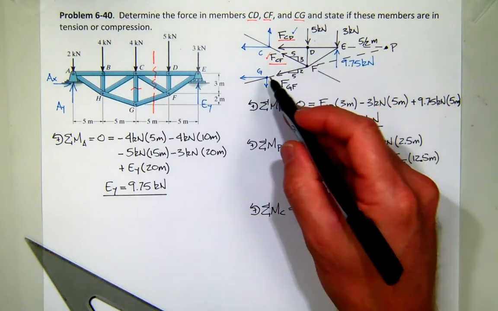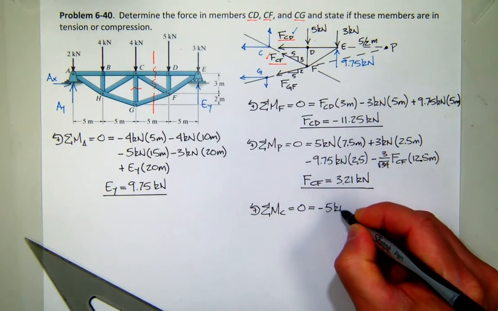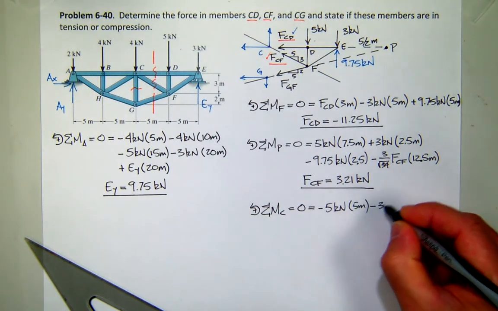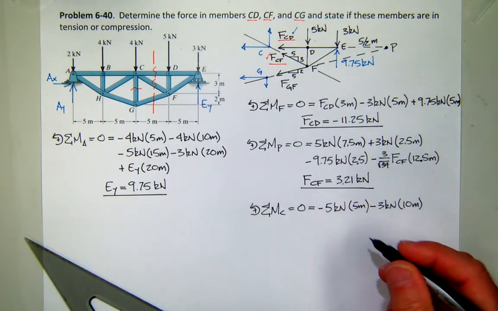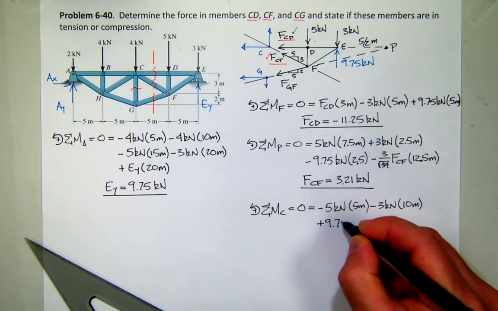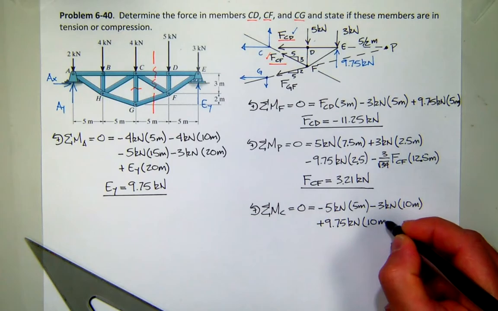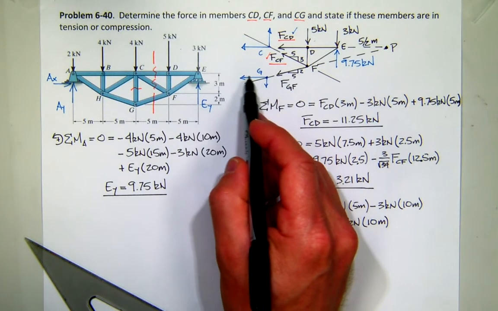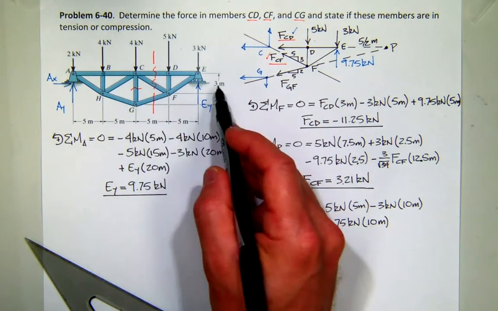The forces on the top, summing moments about C, are going to be negative. So I'm going to have minus 5 kilonewtons times 5 meters, minus 3 kilonewtons times 10 meters. And I've got my reaction force. That's creating positive moment. The force is 9.75 kilonewtons, and the moment arm is 10 meters. So now I need the X component of this force, and then its moment arm will be the height between C and G, which is 5.